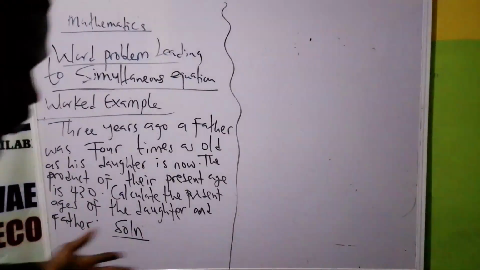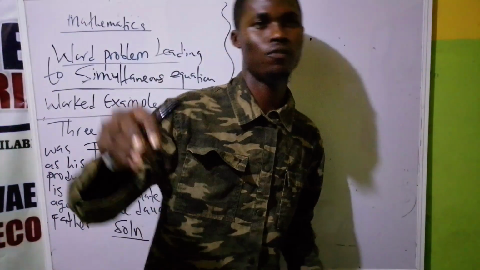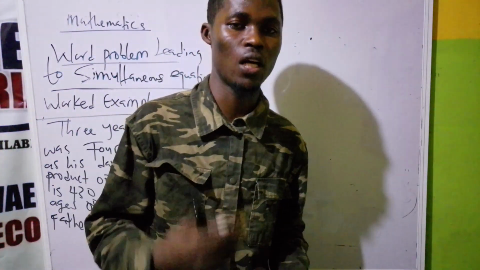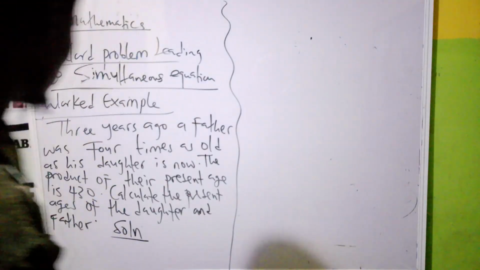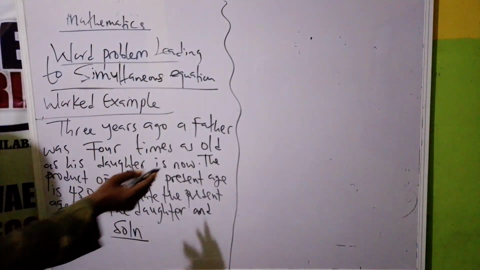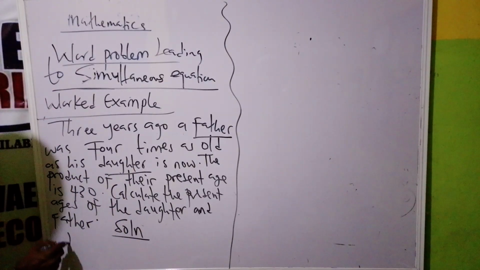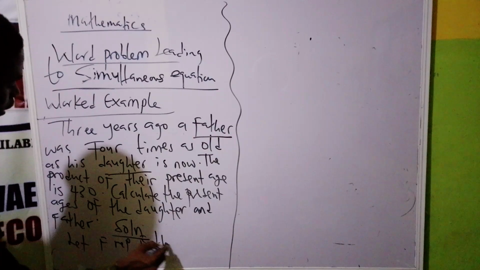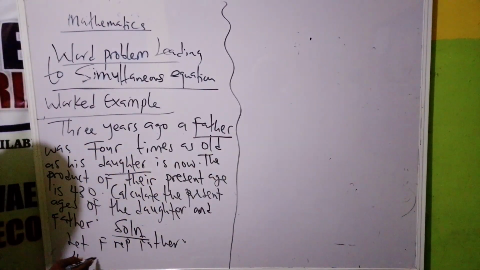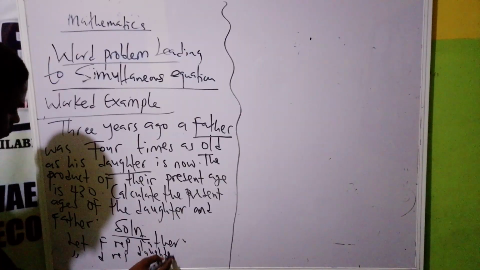Now, something about word problems is that inside a word problem you have nouns. A noun is a naming word, like names, anything. So just try to abbreviate those things you have there. That's the first thing. You can observe father here and daughter here. So let F represent the father, and let D represent the daughter.